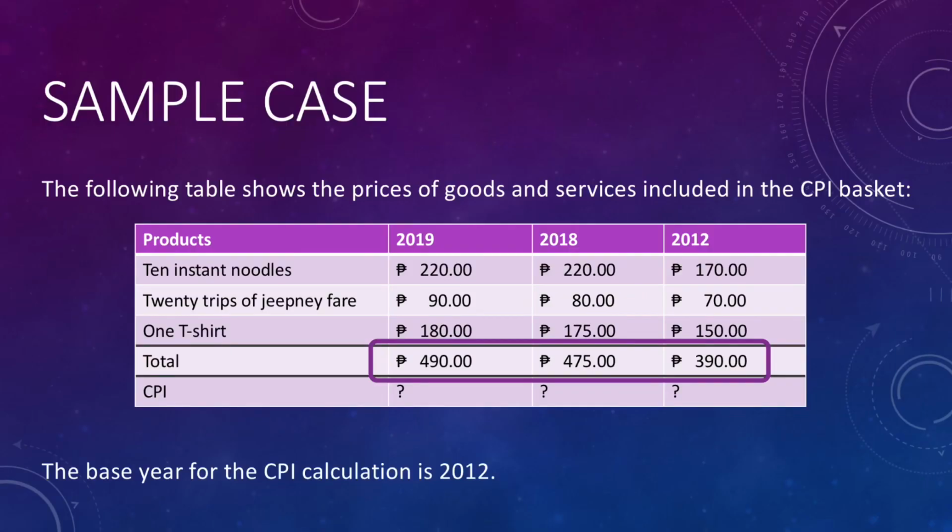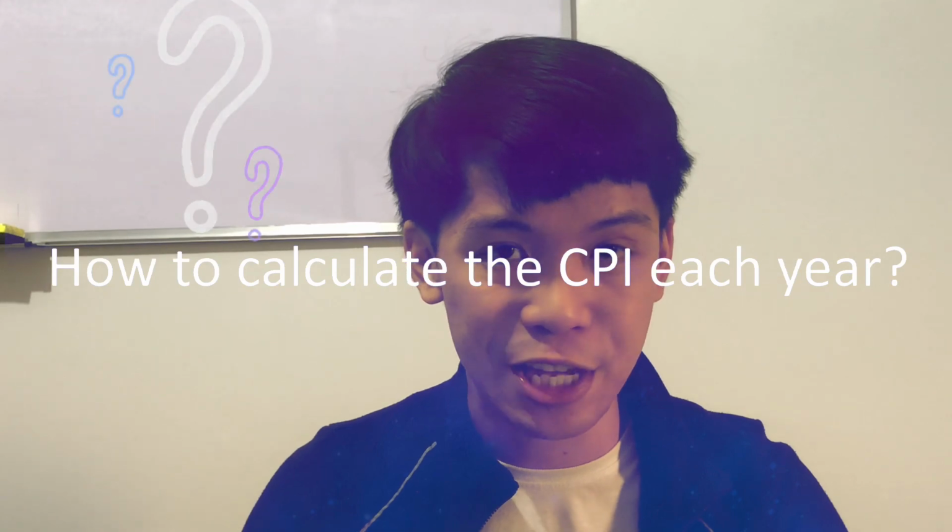We have the total cost of these items for the year 2019, 2018, and 2012. For this sample case, the base year for the CPI calculation is 2012. That is, it is our reference year, a reference period which is our 100%. We would start with the calculation of the CPI for this year. How to calculate the CPI each year?